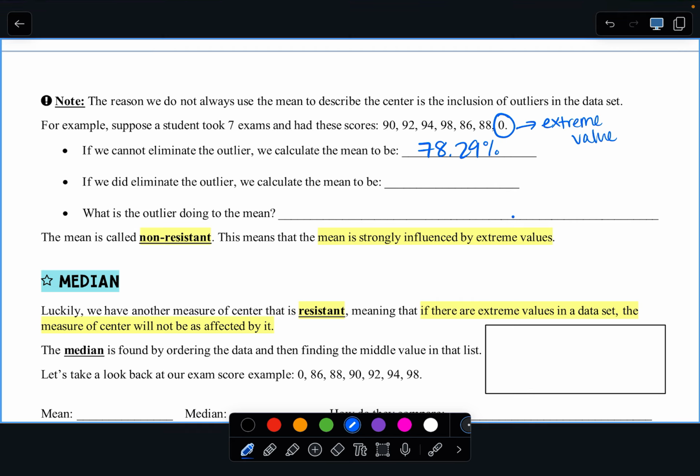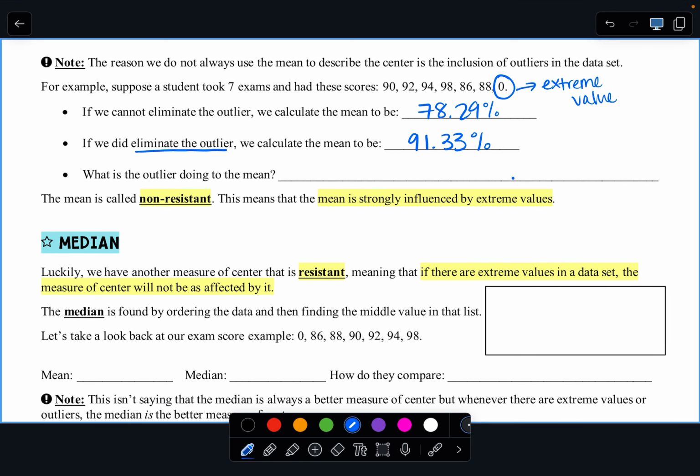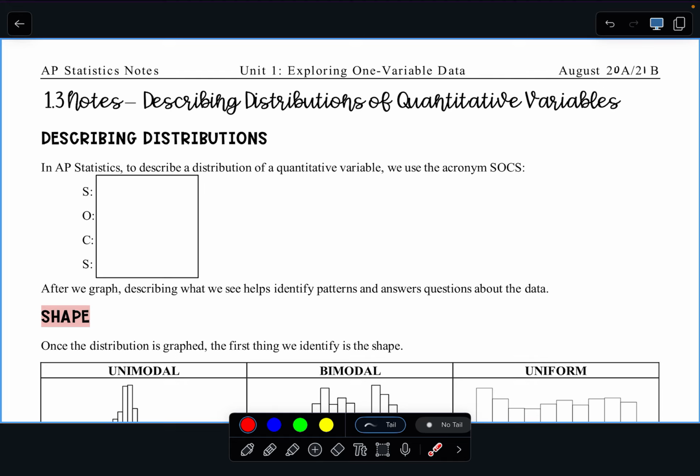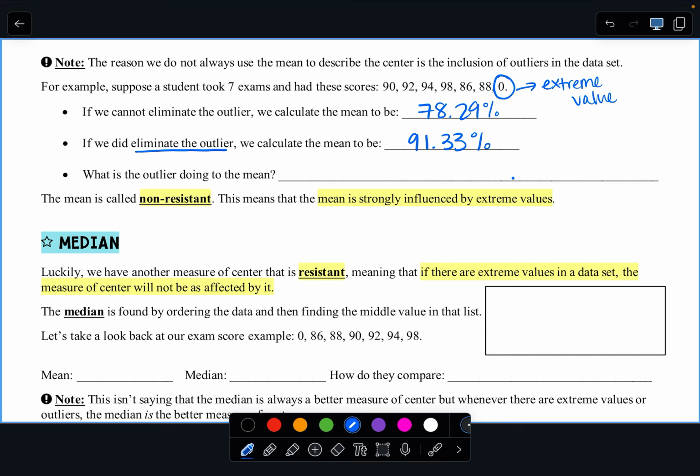If that happens and we eliminate the outlier, which is 0, and we recalculate this mean, add them all up, divide by 6 now, we would get a test average of 91.33%. So when you see that this change happens, that means that the outlier is affecting the mean. It brought it down almost 13 points, roughly, from a 91 to a 78. So with that change, the outlier influenced that value.